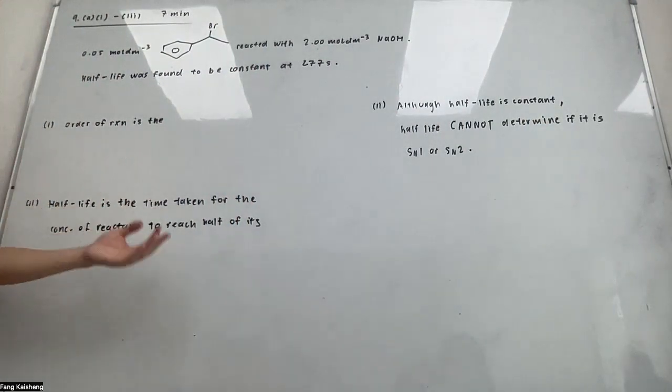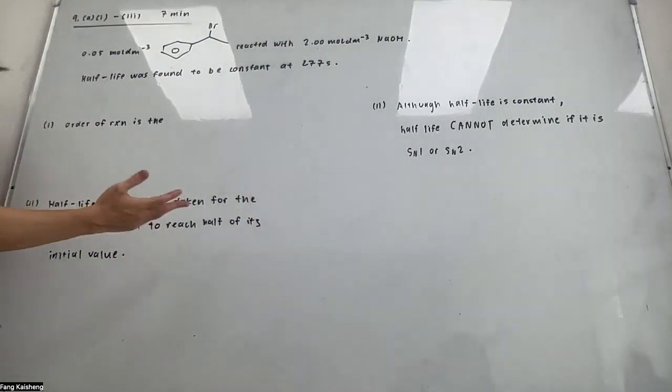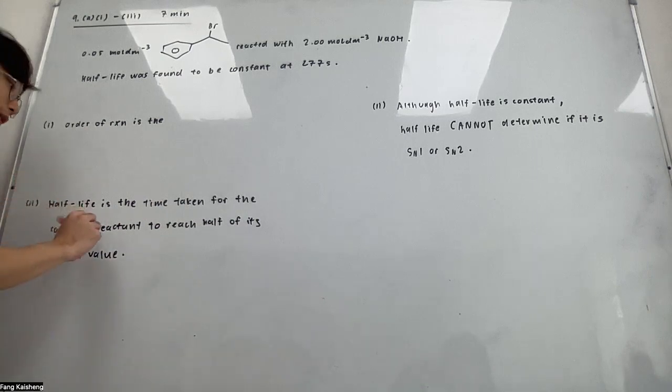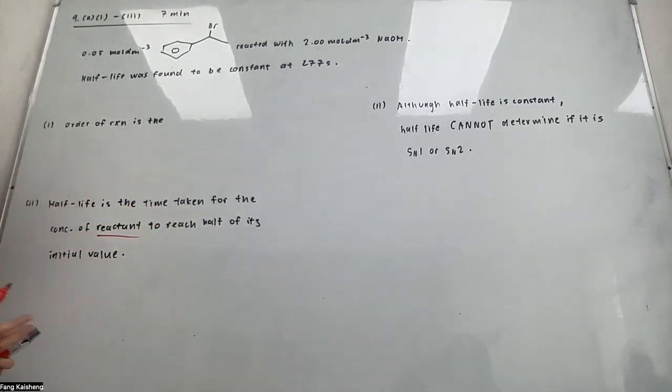Half-life is the time taken to reach half of the concentration. That's it. You just phrase it a bit nicely, then can already. Take note, it's always the concentration of reactant. Other than that, there's nothing for you to take note of here. Product, you don't measure half-life, it's just a reactant.